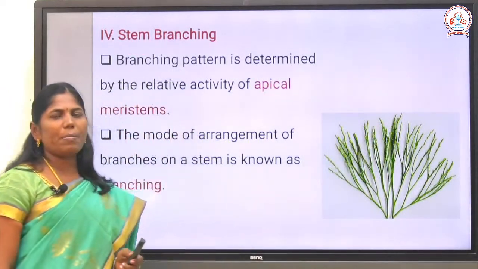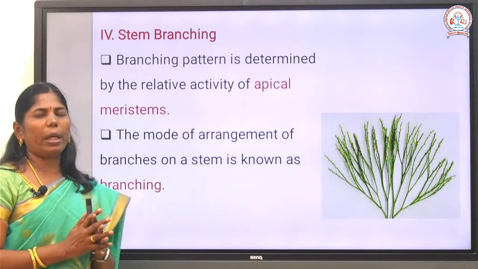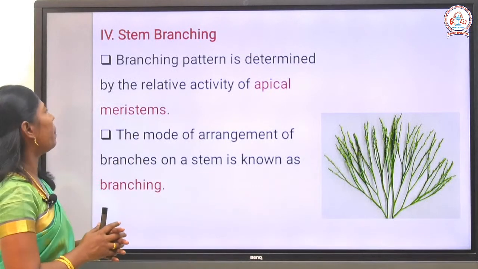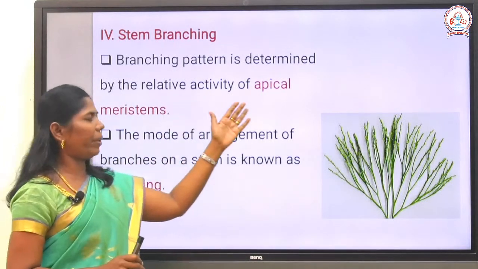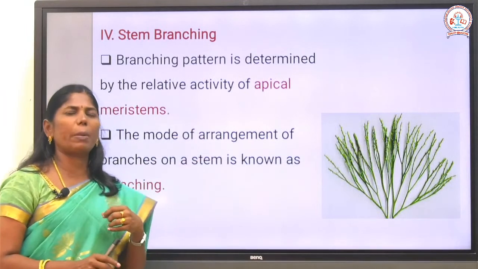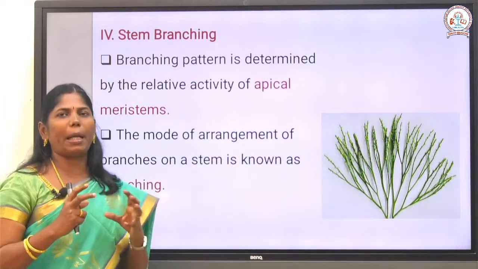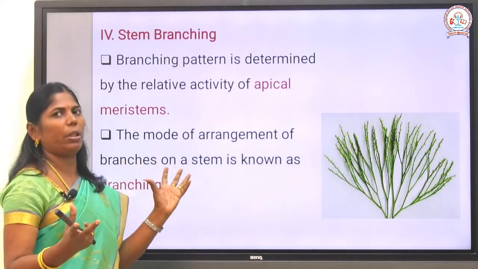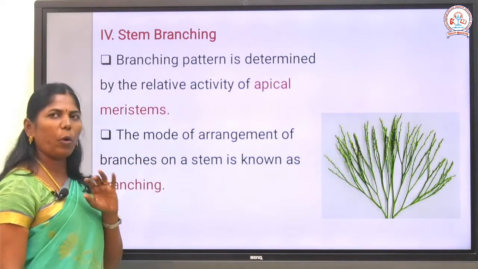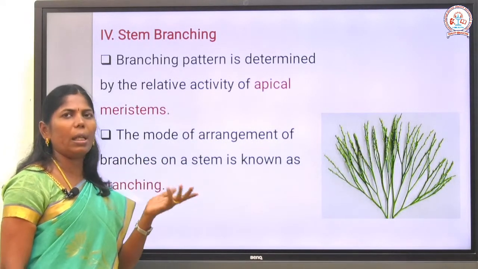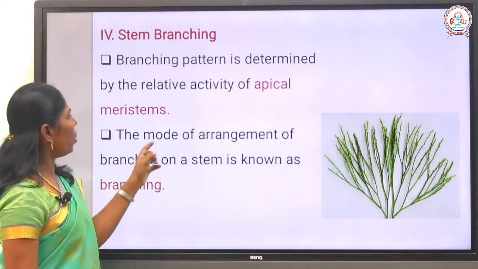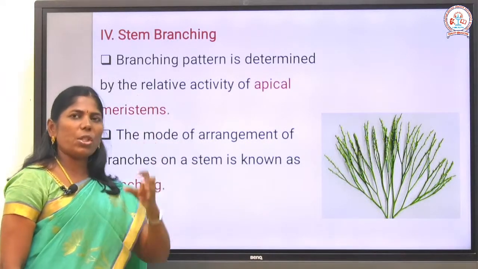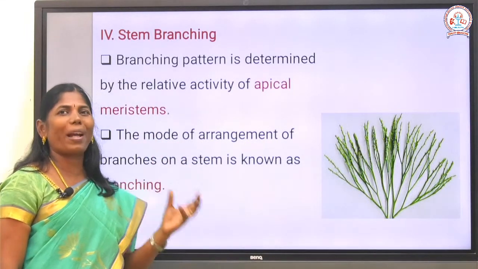So next, how the stems are arranged. Okay, how the branches are arranged on the main trunk. As we see, the branching pattern is determined by the relative activity of the apical meristem. So the apical meristem is responsible for the length of the plant body. Okay, based on the apical meristem that determines the length of the plant body, we classify the branching. There are monopodial and sympodial branching actually. So the mode of arrangement of the branches on a stem is known as branching.